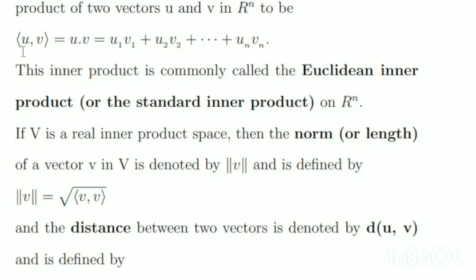Inner product of u, v. If u equals (u1, u2, u3, etc., un) and v equals (v1, v2, v3, etc., vn), then the inner product of u, v equals u1 v1 plus u2 v2 plus u3 v3 up to plus un vn. This inner product is commonly called the Euclidean inner product or standard inner product on Rn. And we have the norm of v equal to the square root of inner product v comma v.